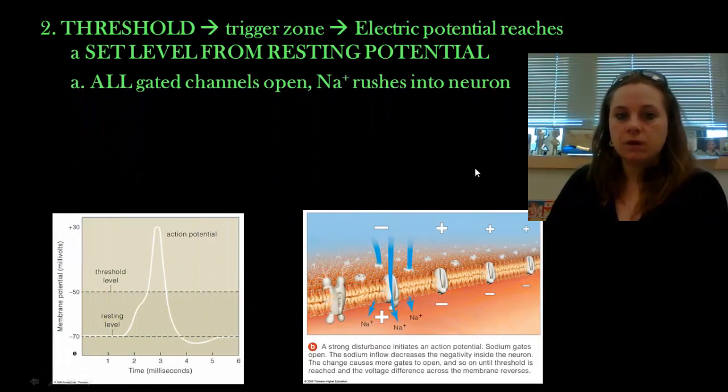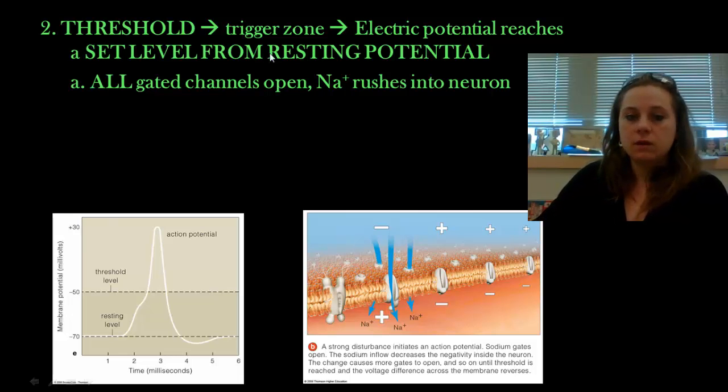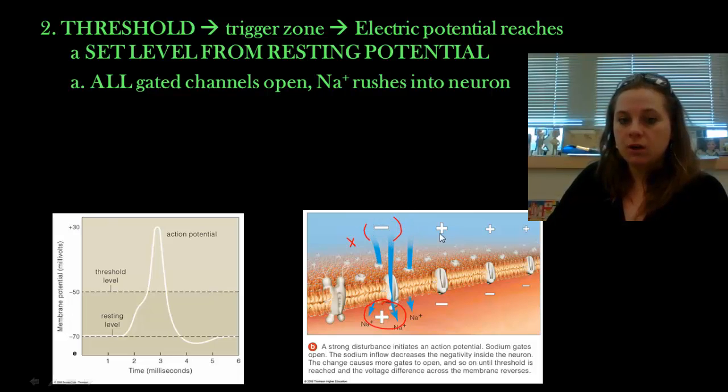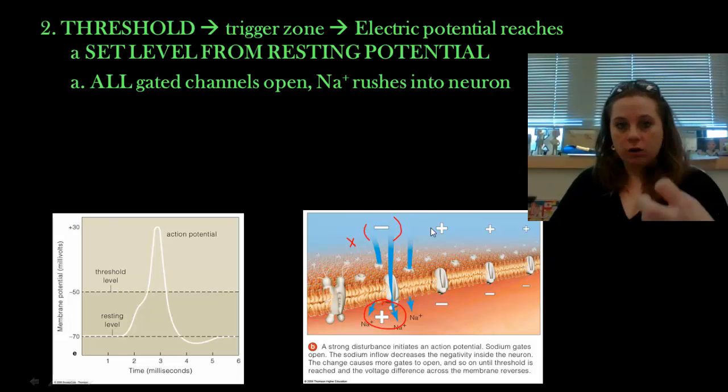So here's the way it looks. As soon as that threshold's reached, every single gated channel opens in that area, and sodium rushes into the neuron. That's what we have here. As a result, I have now shifted my charge, so it's now a more positive area inside, because all of that sodium is coming in.